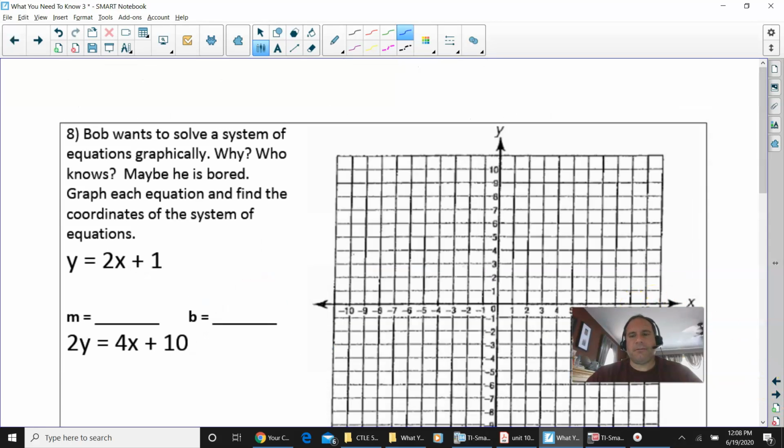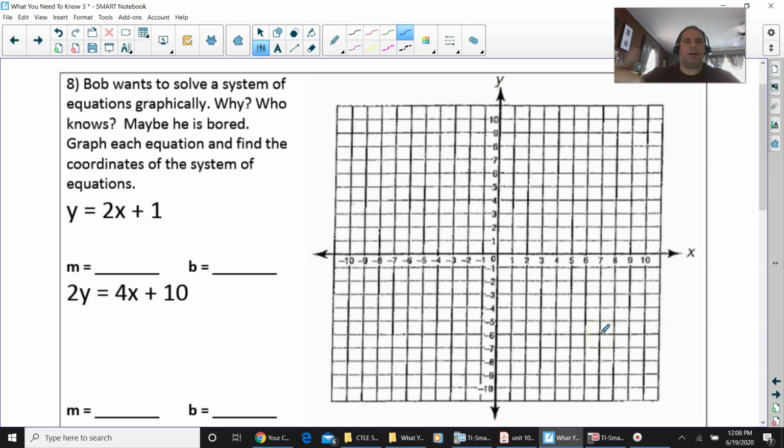So for the next problem, Bob wants to solve a system of equations graphically. Why? Who knows? Maybe he's bored. Graph each equation and find the coordinates of the system of equations. Right? You're going to have to do this in high school in your next math class.